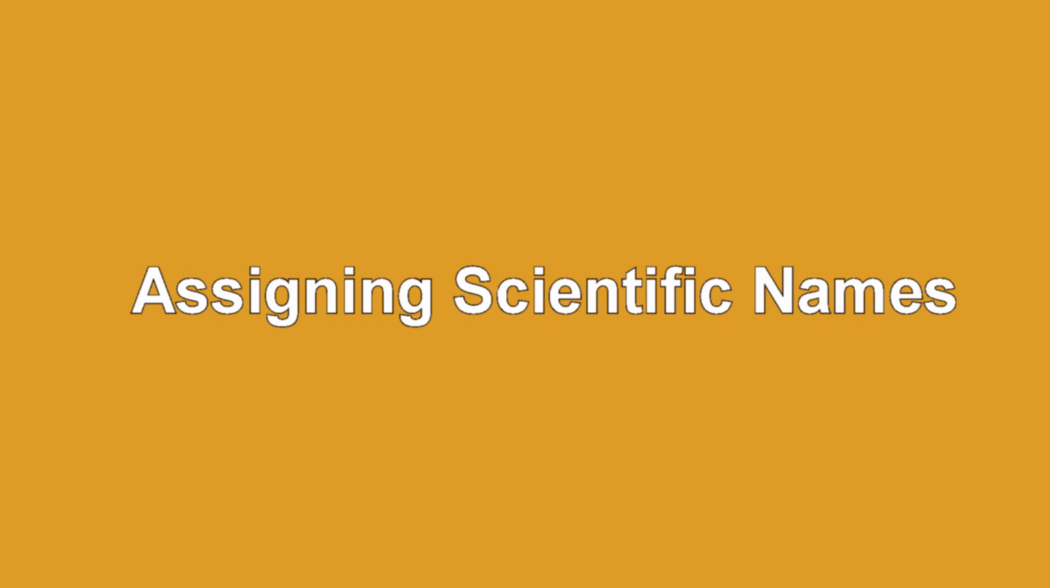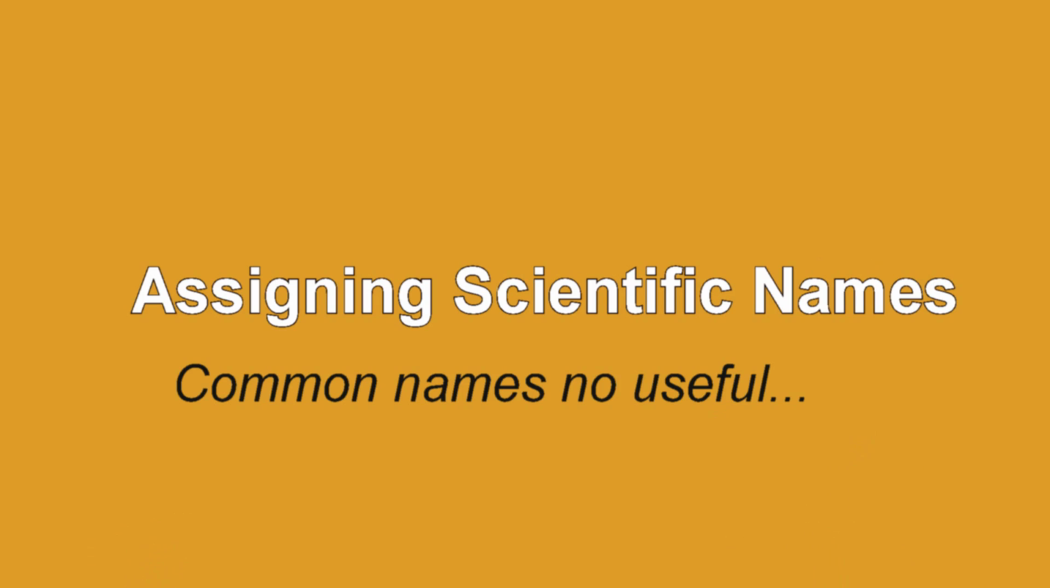Let's talk about assigning scientific names. By the 18th century, European scientists recognized that referring to organisms by common names was confusing. Common names vary among languages and even among regions within a single country.